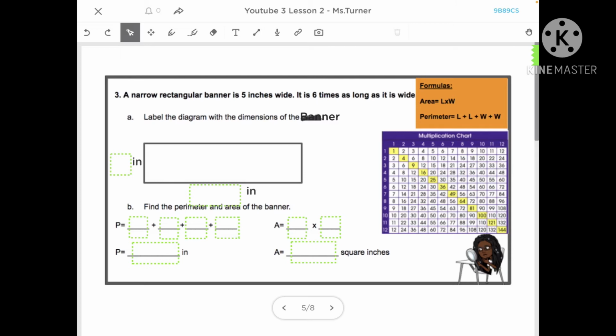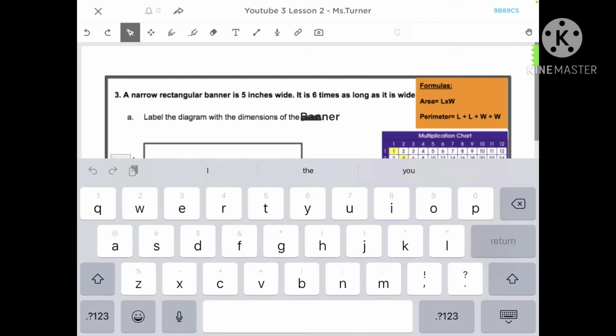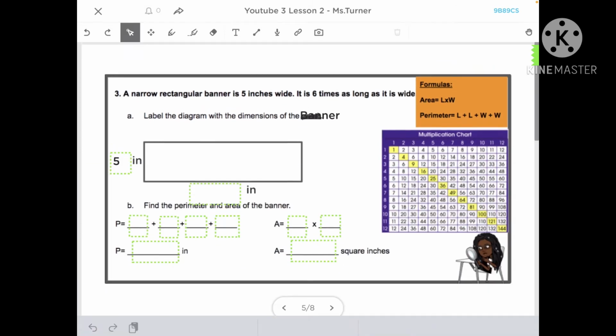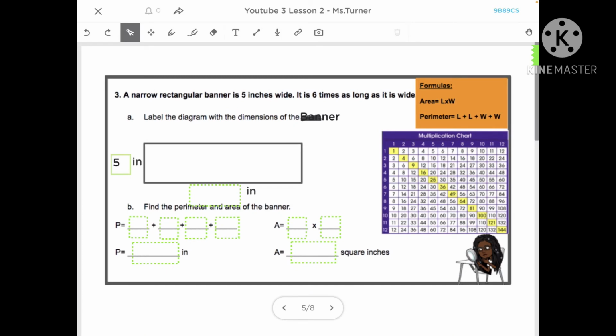All right, so a narrow rectangular banner is 5 inches wide. Is wide my width, or my length? Good, it's my width because width means how wide my banner would actually be. So I know in this problem, my width is 5 inches. So I'm going to figure out which side of my rectangle shows me how wide it is. And I'm going to put in 5 to represent 5 inches.